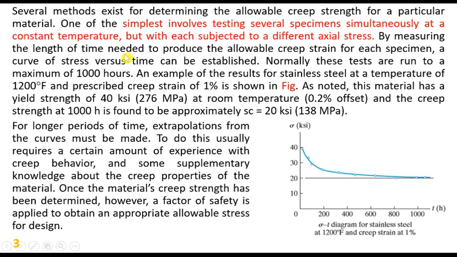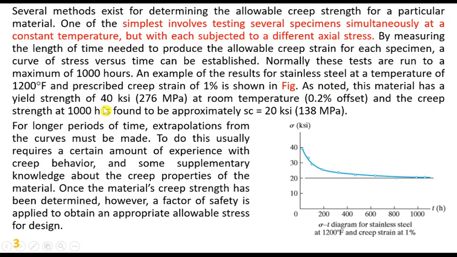By measuring the length of time needed to produce the allowable creep strain for each specimen, a curve of stress versus time can be established. Normally, these tests are run to a maximum of 1000 hours. An example of the result for stainless steel at a temperature of 1200 Fahrenheit and a prescribed creep strain of 1% is shown in this figure. So, the stress-time diagram for stainless steel at 1200 Fahrenheit and creep strain of 1%.